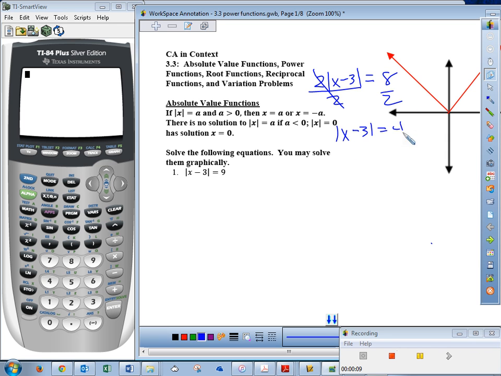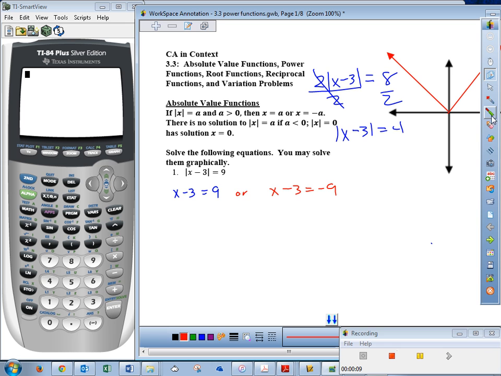So the first thing you got to check is, are the bars by themselves, yes or no? Then you set up 2 equations. What's in the bars should equal 9 in this case. Or take what's in the bars and set it equal to -9.